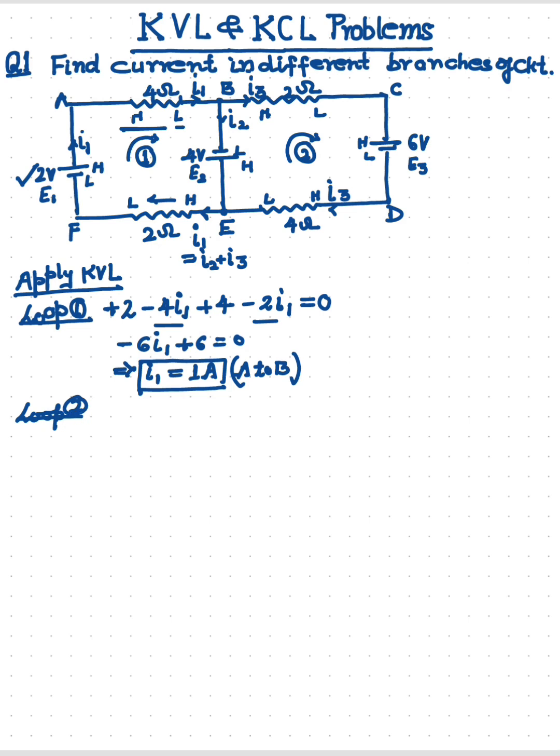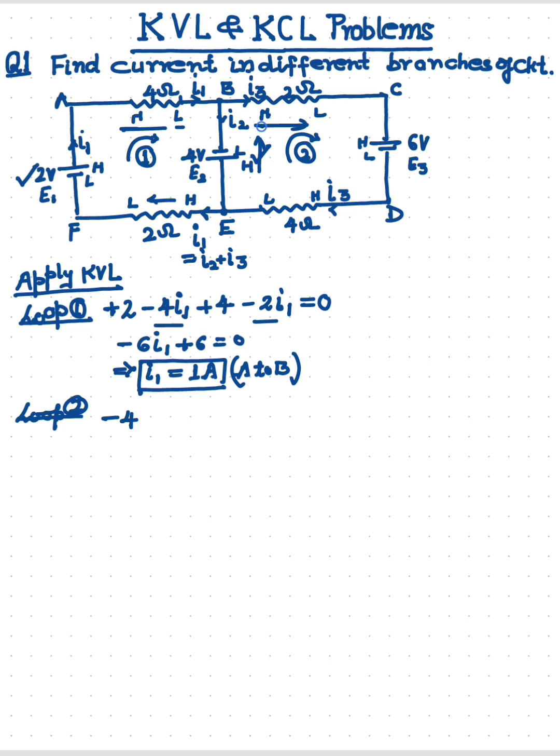Loop 2. Look here. Suppose I am starting with the 4 volt battery. We can start from any point, no problem. Across the 4 volt battery, we are traversing like this, high to low. High to low means negative sign. So minus 4.